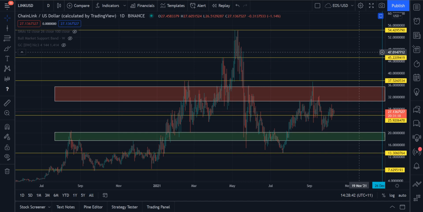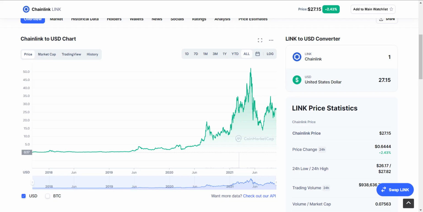I made my Chainlink prediction of around 150 USD in the last video. That's going to be changing slightly based off this fractal. And I want to see how closely this fractal actually plays out, because Chainlink, obviously, if we look at CoinMarketCap, right, it was around in the last bull market.